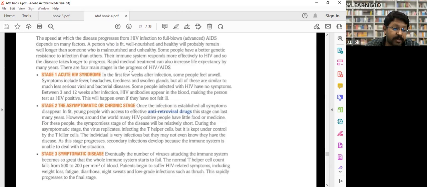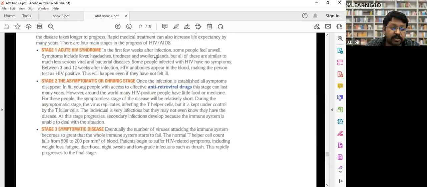Acute HIV syndrome. In the first week of the infection, you know, we have already discussed that many times the person does not come to know for many years that he has HIV. In the first week of the infection, some people feel unwell. Symptoms include fever, headache, tiredness, swollen glands, but all these are similar to much less serious viral and bacterial diseases. Some people infected with HIV have no symptoms between 3 to 12 weeks after the infection.